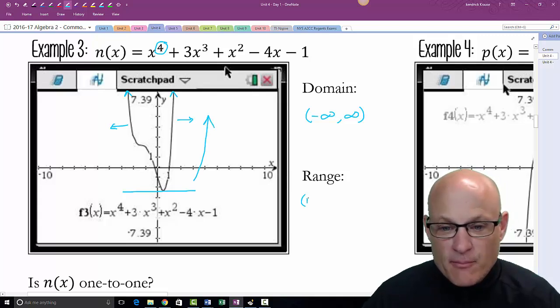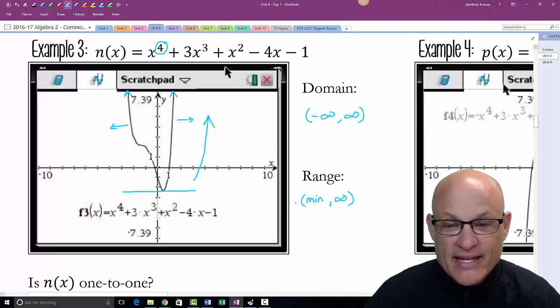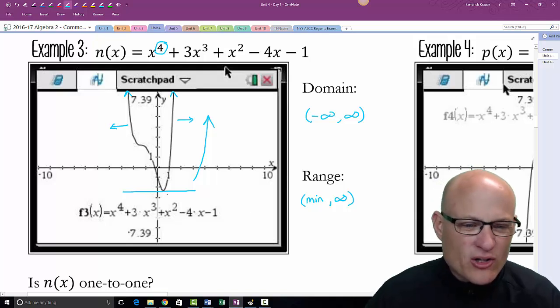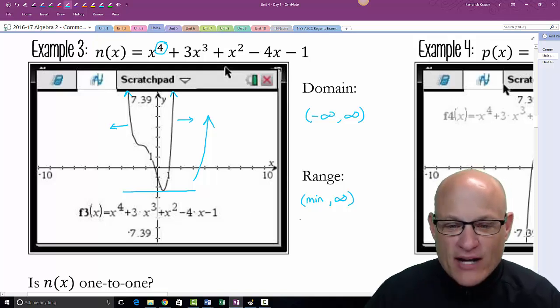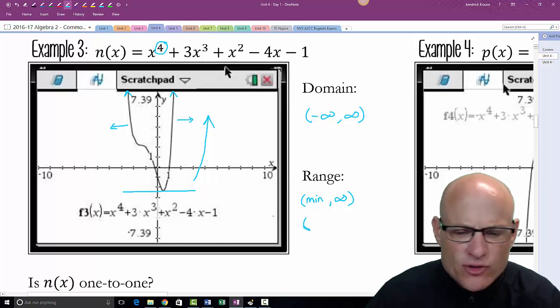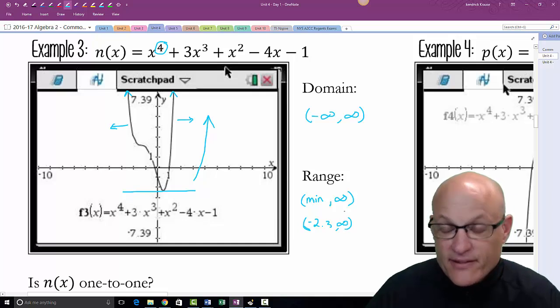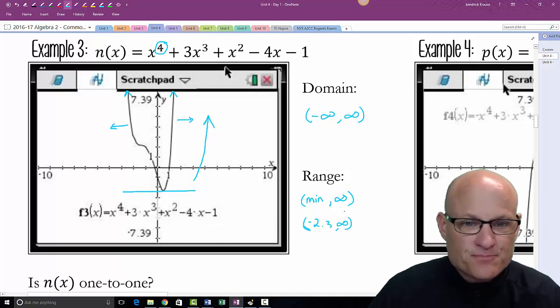So I'm just going to write over here min, comma, infinity. Now again, it could be a bracket, could be a parenthesis there, but I want you to write min to infinity. Now, what does it look like approximately? If I had to approximate this, I'd say it's approximately negative 2.3. Negative 2.3 to infinity. Something like that. I don't know exactly what it is.